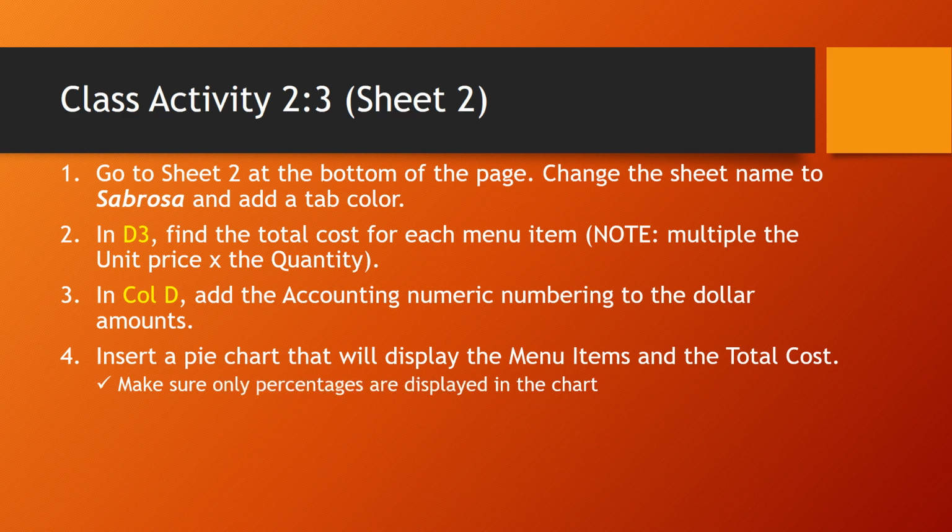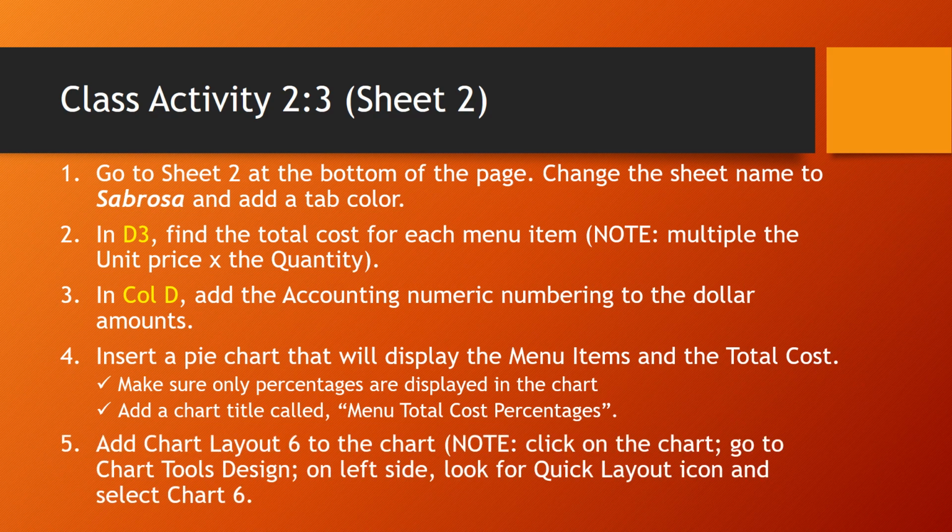Insert a pie chart that will display the menu items and the total cost. Make sure only percentages are displayed in the chart. Add a chart title called Menu Total Cost Percentages. Add Chart Layout 6 to the chart. Click on the chart, go to Chart Tools Design. On the left side, look for the Quick Layout icon and select Layout 6.